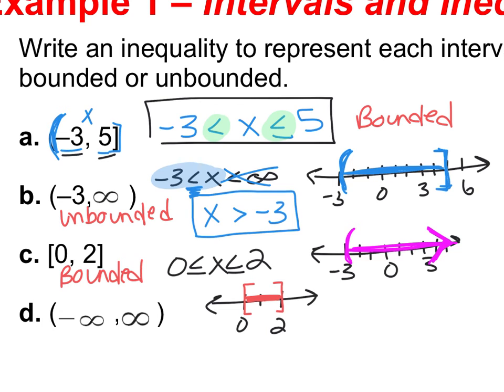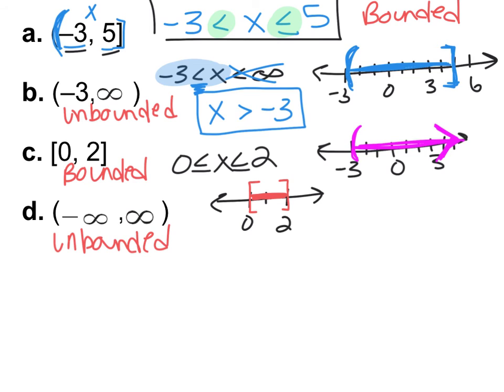And letter D has 2 infinities, so anything with infinity is unbounded. But basically, this just says x can be any number that you want. So negative infinity is less than x is less than infinity. And then that's how we would leave it because we don't have any specific numbers to work with.